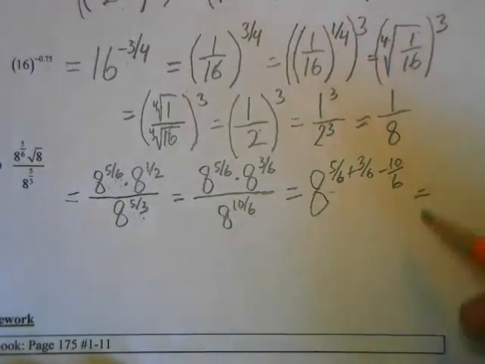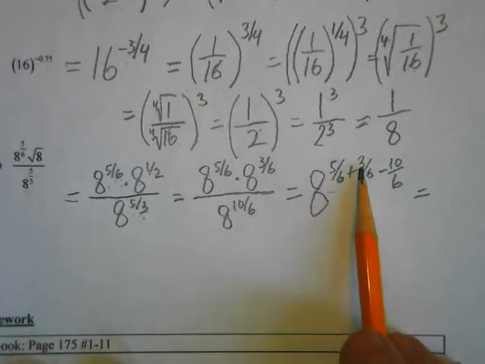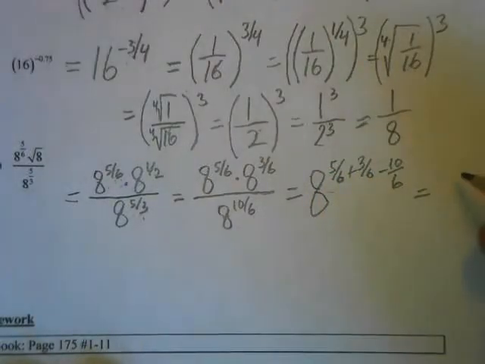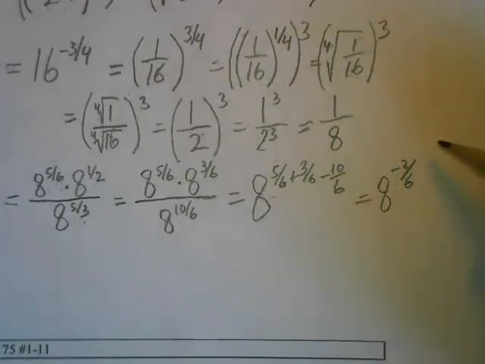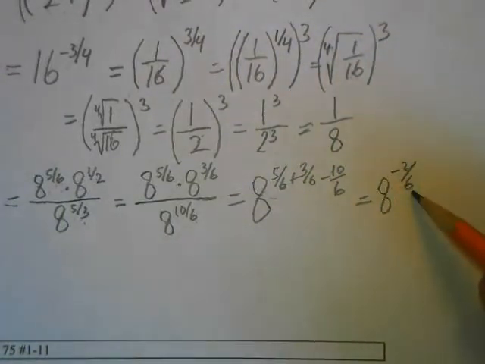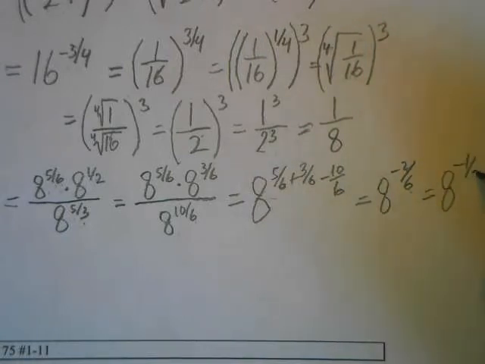Okay, so now we just figure out what that result is. 5 plus 3 is 8. 8 minus 10 is -2. So 8 to the -2 over 6. Okay, and here's something we should do with fractions as well. Try to reduce the fraction as much as we can. So in this case, 2/6 is the same as 1/3. I can divide the top and bottom by 2. So I've got 8 to the -1/3.